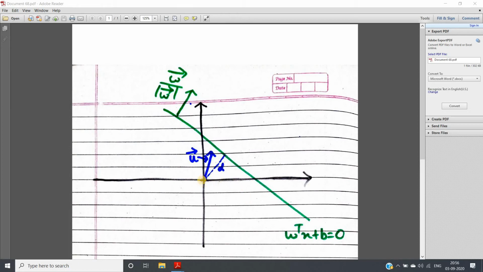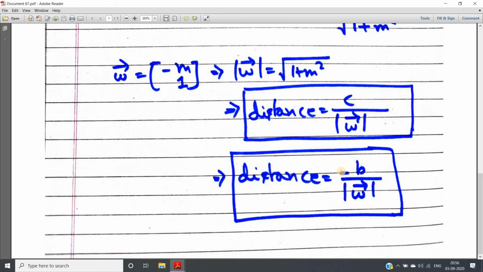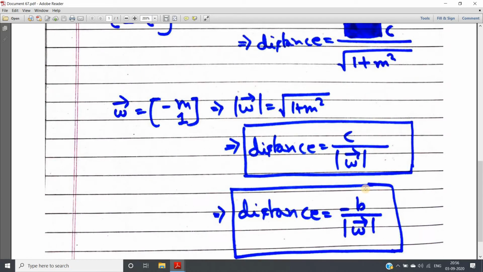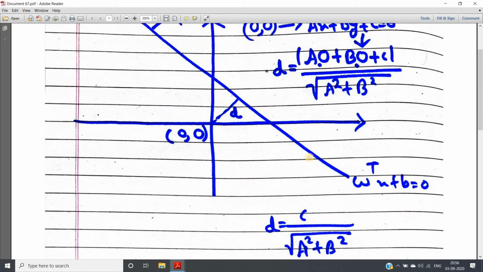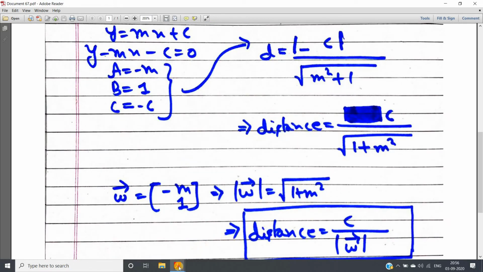So in my previous video, I discussed the calculation of the perpendicular distance from the origin to the hyperplane, and we got the formula d equals minus b by mod omega, where our linear separator equation is omega transpose x plus b equal to 0. For the detailed derivation, you can check my previous video.